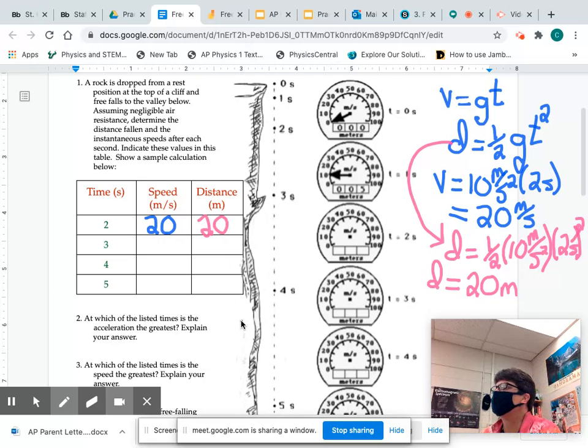This one is interesting. It's the only place where the velocity and the distance traveled will match if you're dropped from rest. It will be at the 2 second time. The rest of them are not going to be the same. Okay? So what I'm going to do now is ask you to do the calculations for the 3rd second, the 4th second, and the 5th second, and fill in the table.